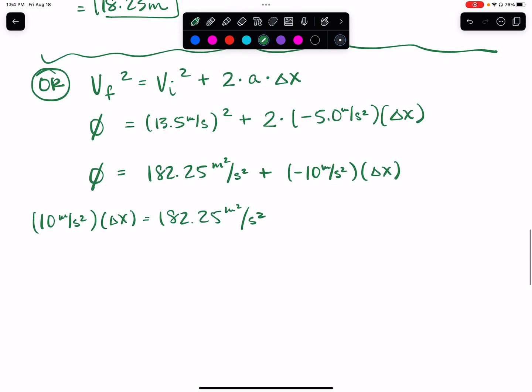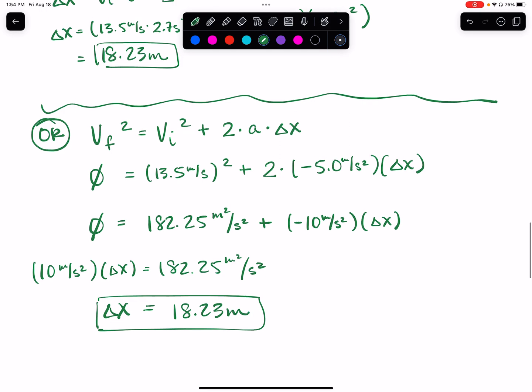If we divide both sides by 10, we're going to end up with delta x. One of these meters squared will cancel, leaving a meter. The second squared will cancel the second squared. So we end up with 18.25, oh, not 25, sorry, 18.23 meters. If you look above, you can see that's the exact same answer we got using the other formula. So there is more than one way to solve some of these problems, and this is an example of that.